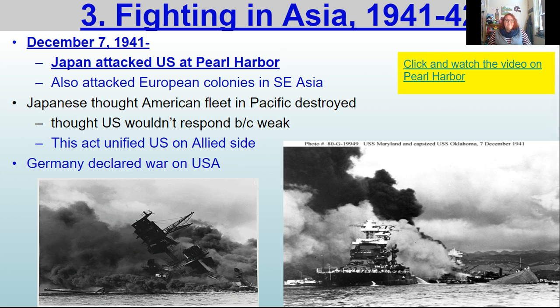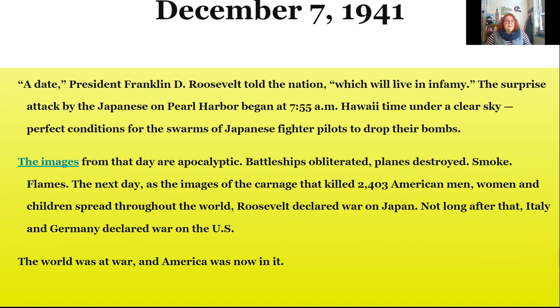The Japanese thought that the American naval fleet in the Pacific would hinder Japanese imperialism, hinder their takeover of the Southeast Pacific and Southeast Asia. So they wanted to destroy the American fleet. They thought that the U.S. wouldn't respond because they thought the U.S. was weak. And this act basically unified the U.S. with the Allied side. And they would officially declare war on the Japanese and on Germany because, you know what? If we're going to do it, we're going to go all out, y'all.